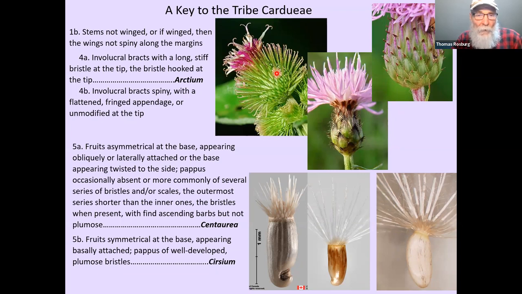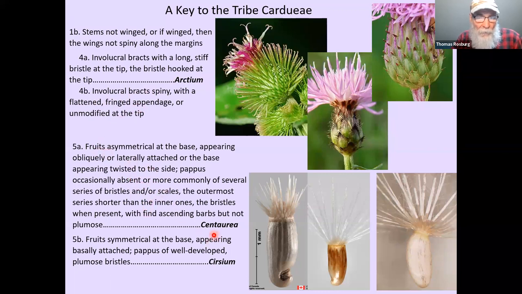The involucral bracts on burdock are very distinctive. Of course, that's what hooks into your clothing and makes them go along for a ride whenever you brush up against them. So we'll look at the arctiums in just a little bit, but that would pull them off. If we go with 4B, then we're gonna go to 5 now.